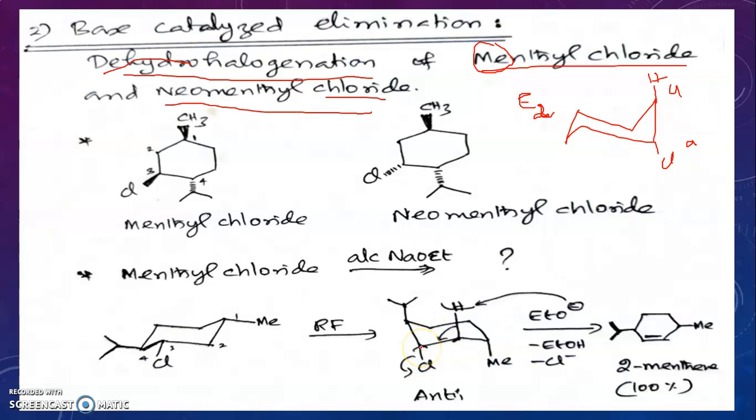Okay, for this chlorine, the adjacent carbon has an axial hydrogen. So now the hydrogen and this chlorine are both axial, so an anti-periplanar structure is available. So it undergoes elimination. Whereas, you know very well, for elimination, the elimination occurs from the adjacent carbon, right?